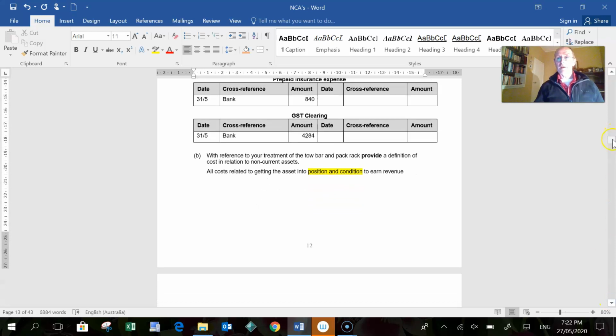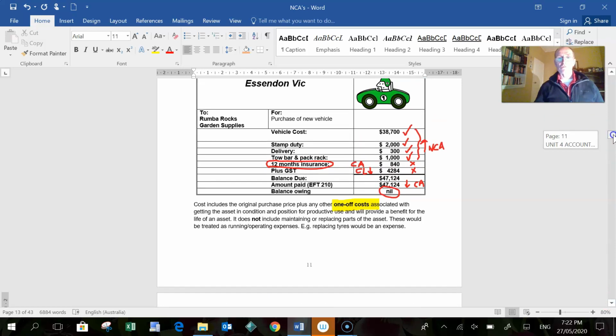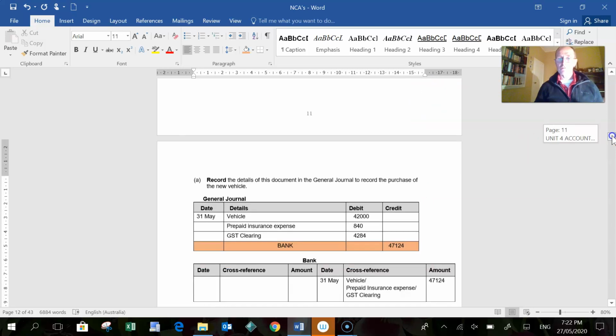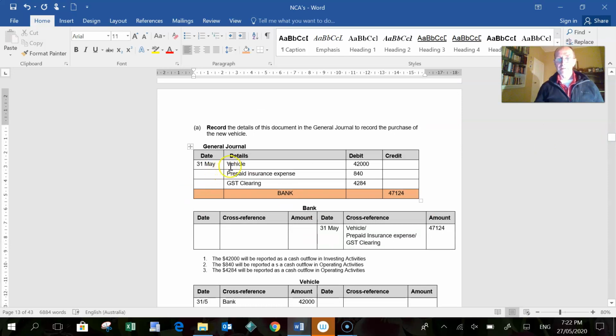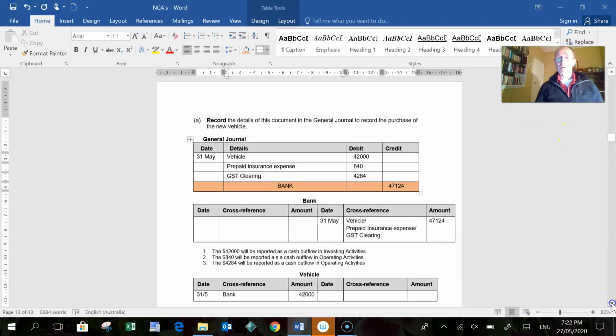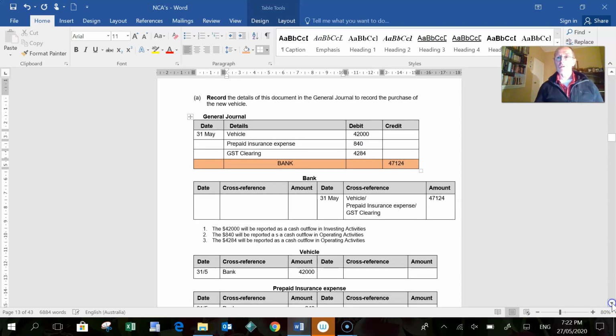So even if we went and painted a logo on the side of this vehicle, the cost of that logo is getting the asset into position and condition ready for earning revenue. So the logo would also be debited to the vehicle. So you don't go to logo, you don't go to advertising. The debit will be to the vehicle because it's a position and condition. So exactly the same principle as when we did product costing.